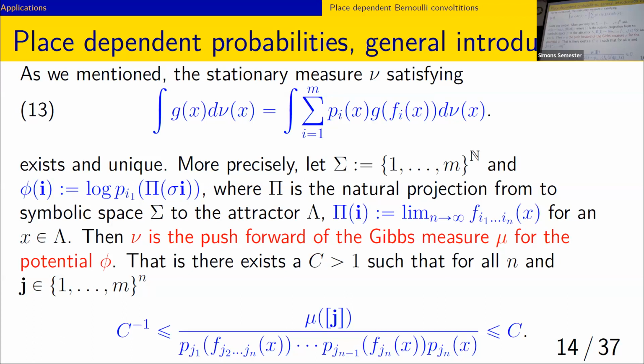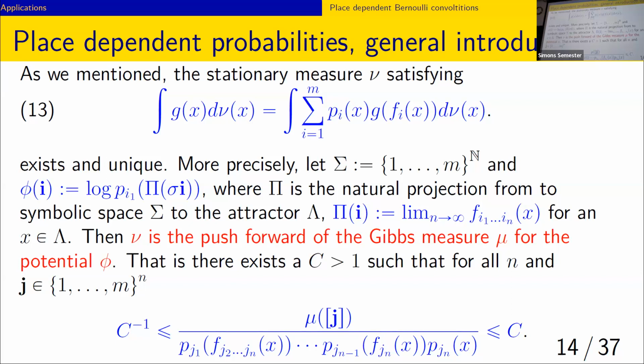Because if you remember in these theorems I mentioned, we always like the Gibbs measures. And these measures are actually Gibbs measures. So if you take this potential, this phi, it is a very good potential. We like this kind of potentials. It's not exactly this, but resembles this. So this is a good looking potential. And then you use the usual definition of the push forward measure, and this nu, which appears here, what I call the stationary measure, earlier I called it the place-dependent measure, this nu is the push-forward of the Gibbs measure mu, which is the Gibbs measure for the potential phi.